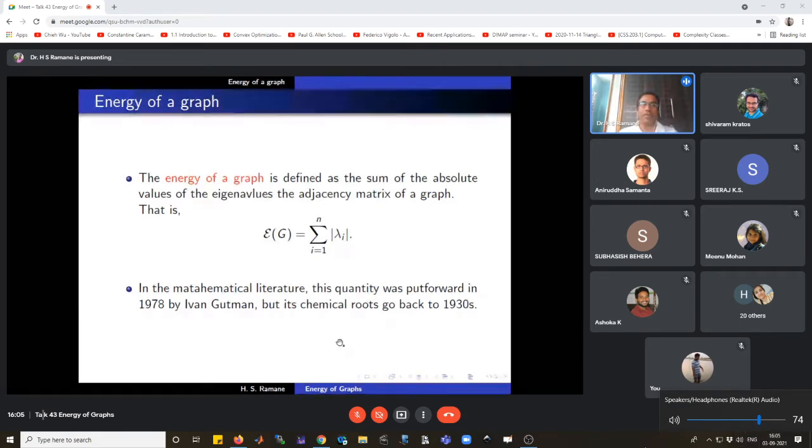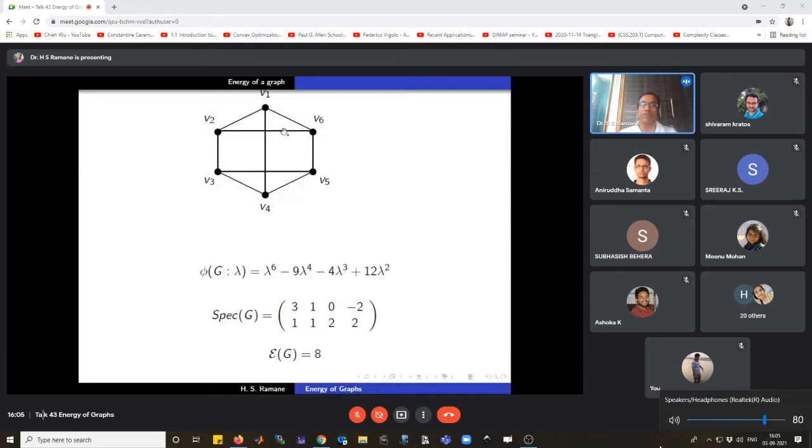So for example, consider this graph on 6 points, v1, v2, v3, v4. Its characteristic polynomial is lambda^6 minus 9 lambda^4 minus 4 lambda^3 plus 12 lambda^2, and its roots are 3, 1, 0, and minus 2, with respective multiplicities 1, 1, 2, and 2. So 3 is 1 time, 1 is 1 time, 0 is 2 times, and another root of this equation, minus 2, is 2 times. Adding the sum of the absolute values of these eigenvalues, it is 8. So the energy of this graph is 8.